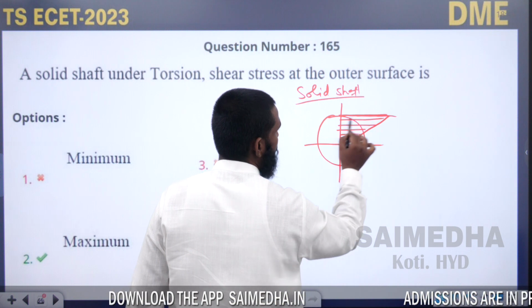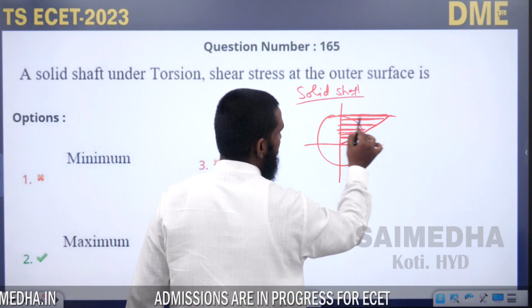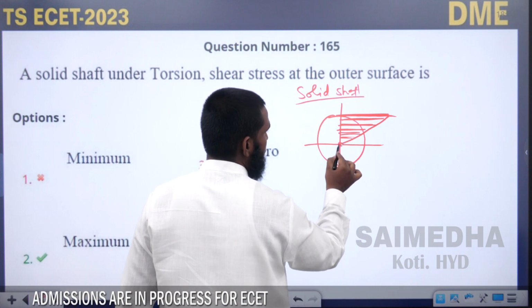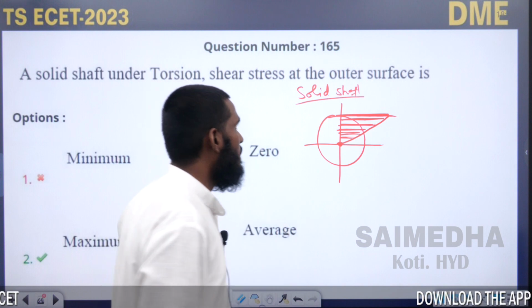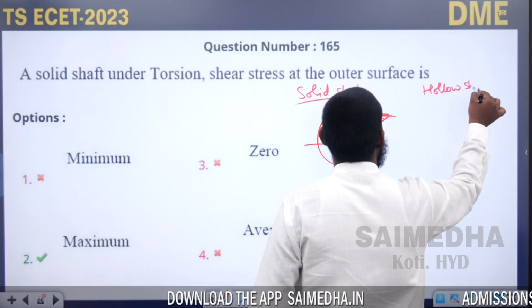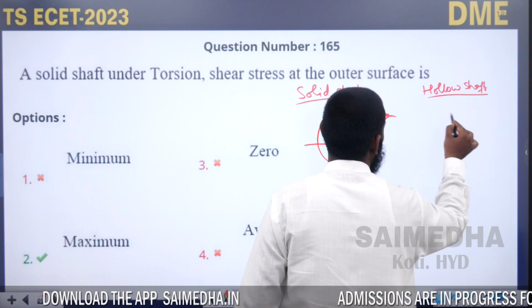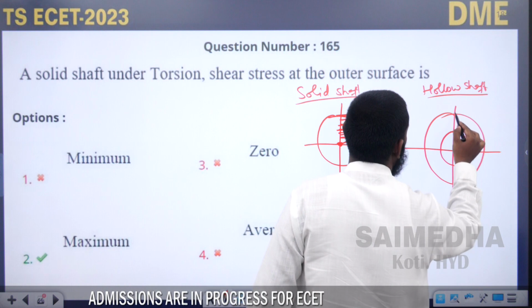This is the shear stress distribution diagram we are having. So shear stress is maximum at the outer surface, and shear stress is 0 at the center. If you are taking the hollow shaft, what happens? Hollow shaft we have taken like this.